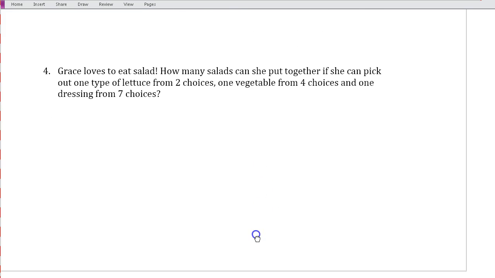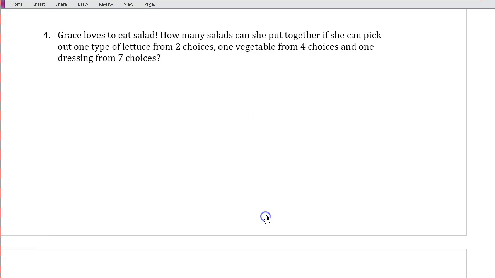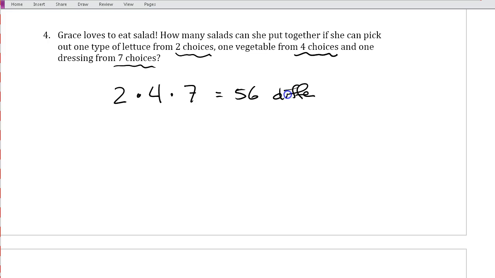And number 4, Grace loves to eat salad. How many salads can she put together if she can pick out 1 type of lettuce from 2 choices, 1 vegetable from 4 choices, and 1 dressing from 7 choices? So 2 times 4 times 7, or 56 different salads.